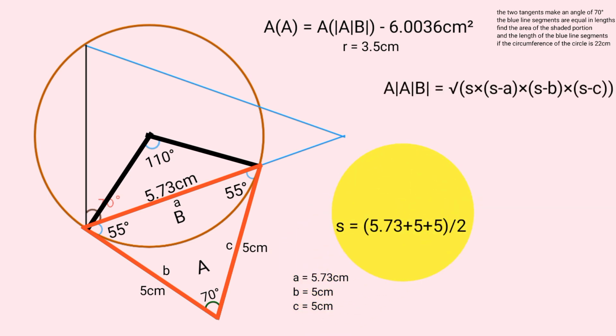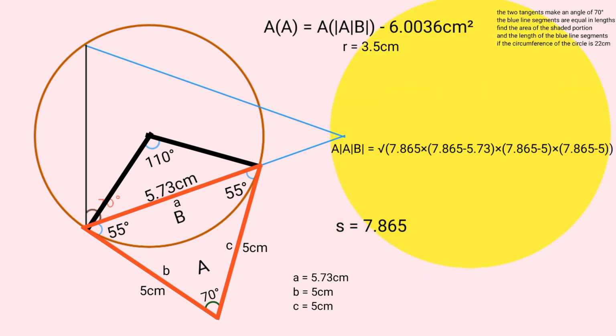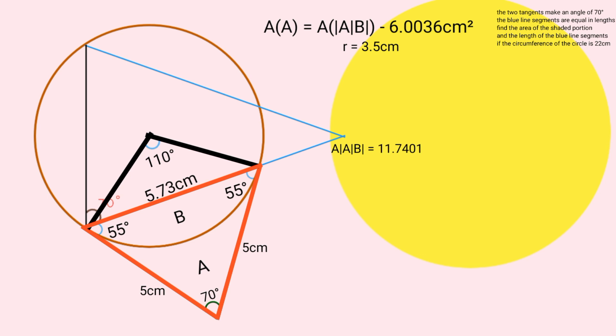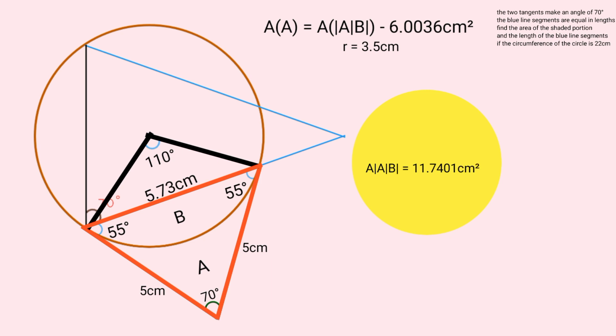Substituting here now, S equal to (5.73 plus 5 plus 5) all divided by 2, which is 7.865. Now substituting all these values here, area of triangle AB equal to the square root of 7.865 times (7.865 minus 5.73) times (7.865 minus 5) times (7.865 minus 5), which if you press your calculator equal to 11.7401. So area of triangle AB equal to 11.7401 centimeters squared.